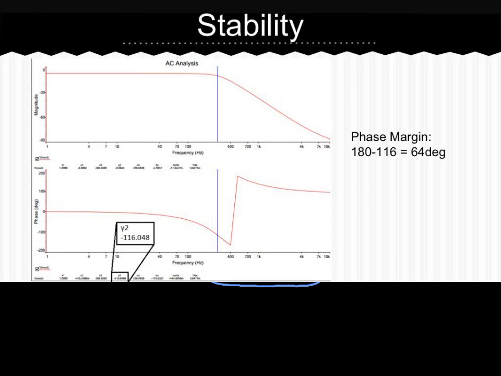Again, for stability, we used the unity gain setup, and we found that we had a phase margin of negative 116 degrees at unity gain. Thus our phase margin was 64 degrees, which is greater than the 45 degree spec needed.